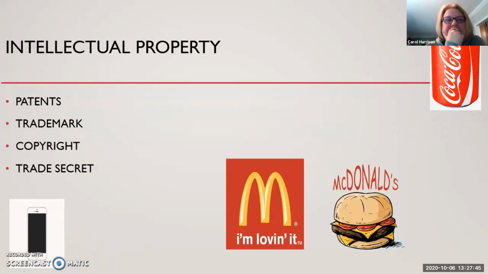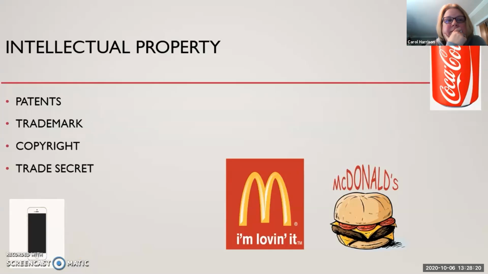The last part of the chapter gives you some information on intellectual property. And there are 4 different areas of law when it comes to intellectual property. That is patents, trademarks, copyright, and trade secrets. These types of intellectual property provide property rights to inventors, and it also protects the inventor from infringement and other unauthorized use and misuse of your creations.